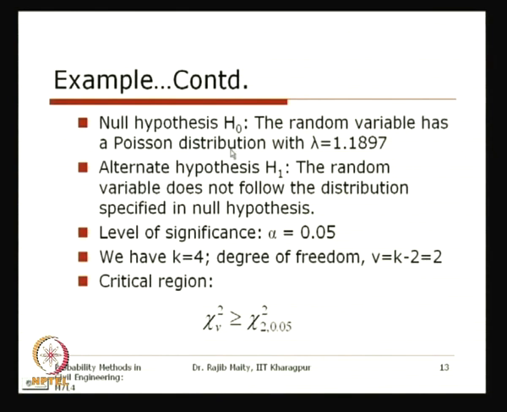So, here the null hypothesis is that the random variable has a Poisson distribution with lambda equals 1.1897. The alternate hypothesis is that the random variable does not follow the distribution specified in the null hypothesis. The significance level is 0.05, that is, 5% significance level, and we have k equals 4. So the degrees of freedom is k minus 2. k minus 1 is from there, and one parameter we have estimated. So it is k minus 2, and the degrees of freedom is 2. The critical region here is the chi-square distribution with 2 degrees of freedom at alpha equals 0.05.